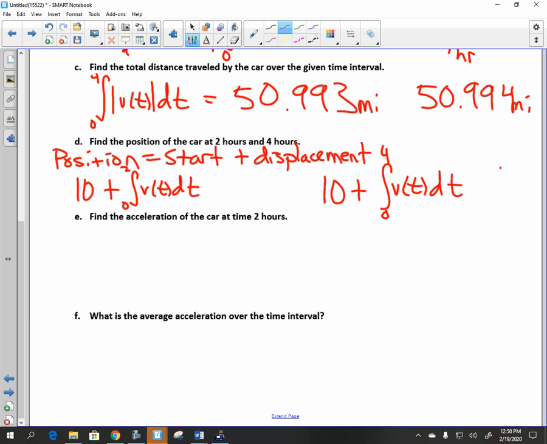In this situation, you know that 10 plus the integral from 0 to 4 of v of t dt, the integral comes out to be what? 10 minus 4 is going to be 6. So that's where it's currently located. It's located at the 6.